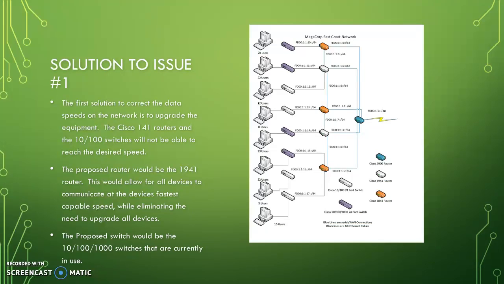The proposed router to replace the 1841 router will be the 1941 router. This is going to allow for all the devices to communicate at the fastest capable speed, which just so happens to be the minimum speed that we're wanting to put in the network. This will also eliminate the need to upgrade all devices. That means that the existing 1941 routers and the 2900 router can stay in the network without having to be upgraded. Now the switches will have to be replaced with 1000 megabyte per second switches, which are currently in use in some places. And then we just take the 100 megabyte per second switches and replace them over. This again saves us from having to replace all of them, and it allows them all to communicate at the desired speed.